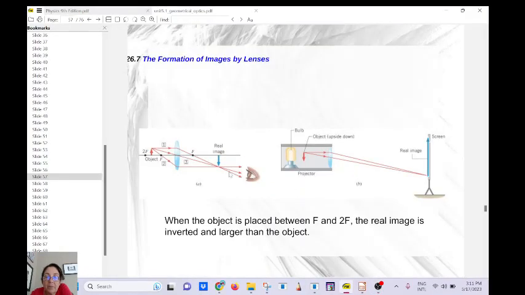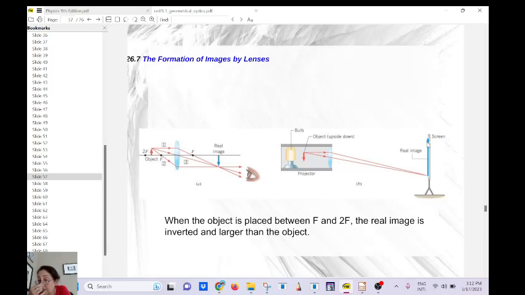Here is a typical example as well. Now the object is between one focal distance and two times the focal distance. If the object is between those two points, you're going to get an image which is still real, because it's on this side and you see the rays reaching it. It's still upside down, but now it's enlarged, bigger and taller than your object. You want to use that, for example, in the old projector. We used to put a slide in the projector, and the image would be projected on the screen as a bigger image.